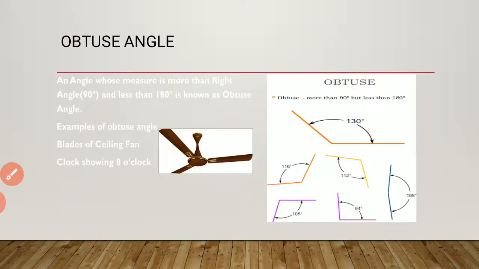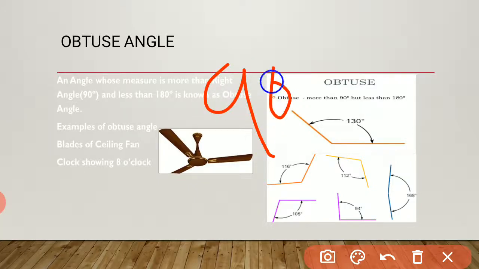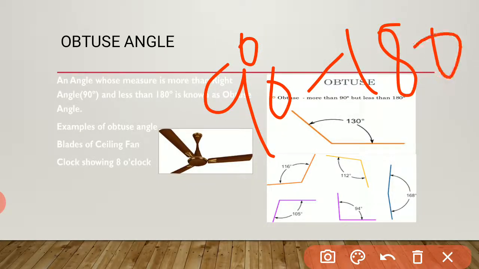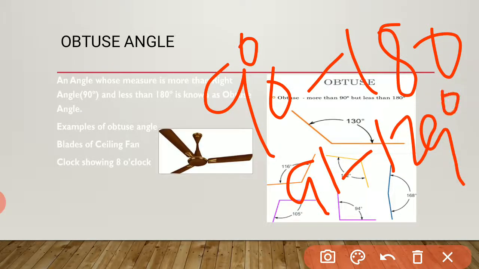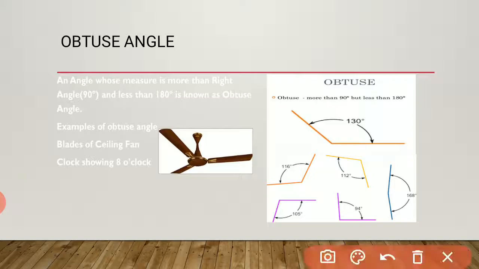The next one is the obtuse angle, an angle whose measure is more than a right angle. That means it is more than a right angle but less than a straight angle, that is more than 90 degree and less than 180 degree. That means 91 degree to 179 degree, all angles are called obtuse angles. So here are some examples of obtuse angles: 130 degree, 160 degree, then 105. These all are obtuse angles.